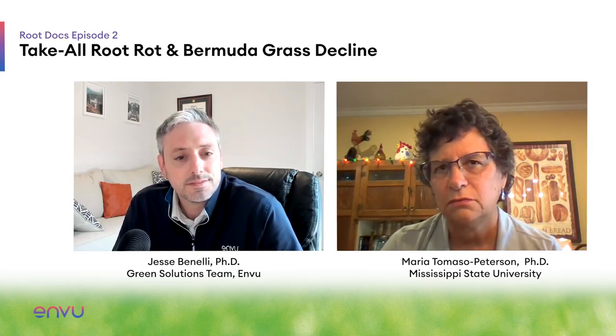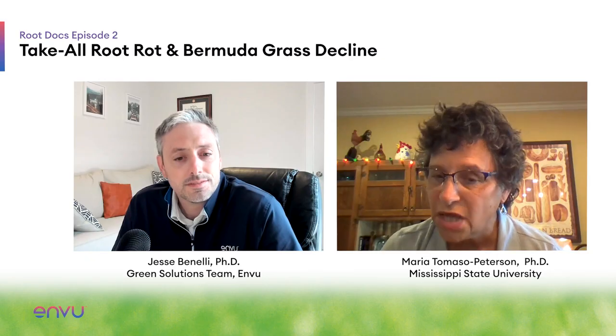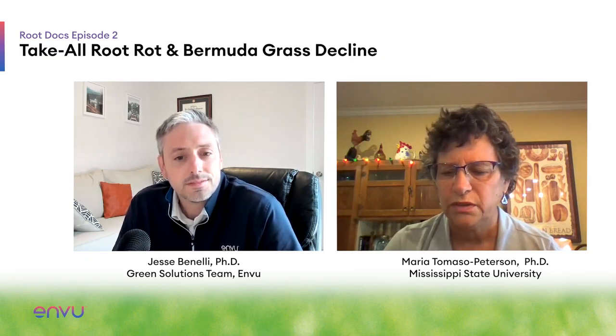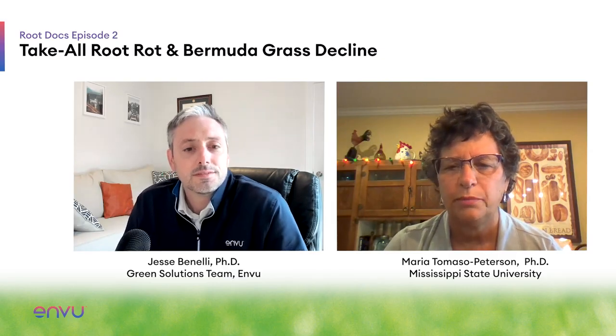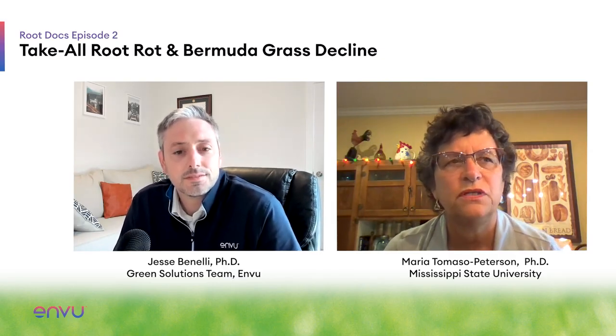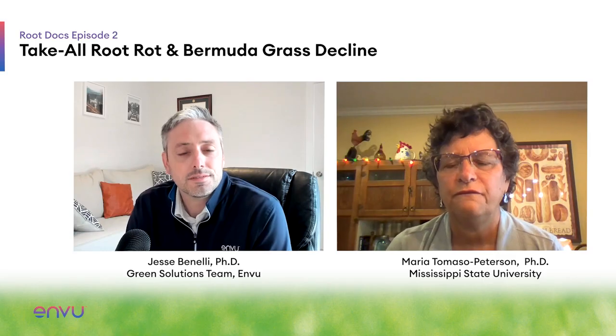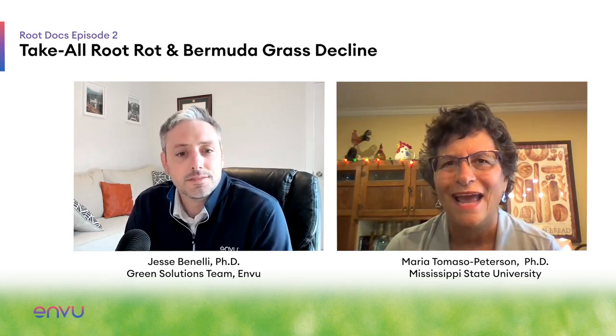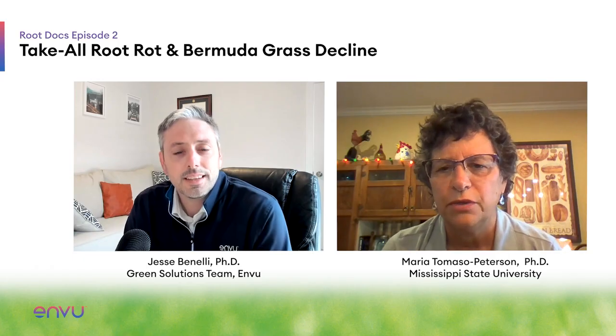It doesn't really have to be a pathogenic problem when we see different decline type names for diseases. So I think in the future it'll pretty much be referred to as take-all root rot, or TARR, as the abbreviation would be.